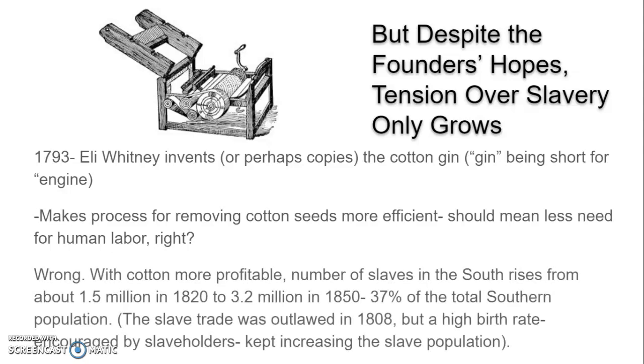But unfortunately, what happened instead is cotton became more profitable, much easier to process. And when it became more profitable, the number of slaves in the South rose from about 1.5 million in 1820 to 3.2 million in 1850, or 37% of the total Southern population. So even though the slave trade was outlawed in 1808, a high birth rate, which was encouraged by slaveholders, kept increasing the slave population. So they were like, hey, we need more slaves. I mean, that's what they thought. How can we get them? Well, we can't import them anymore. But if they have babies and have children, they'll grow up and be our slaves.